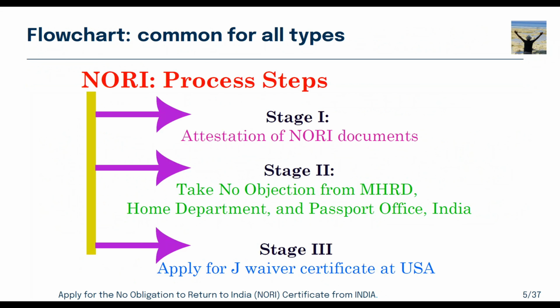For all types, you have to do a three-stage process. In the first stage, you have to get attestation or notarization of your documents. In the second stage, you have to take no objection from three different offices: MHRD, the Home Department of your State, and the Regional Passport Office. After getting no objection from all three, you can apply in stage three for the final J1 waiver certificate at the USA.